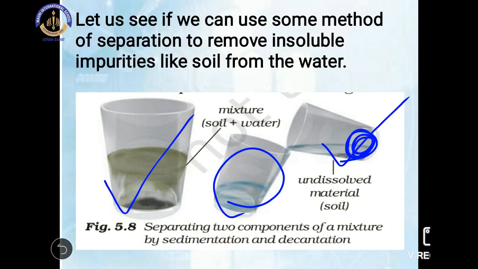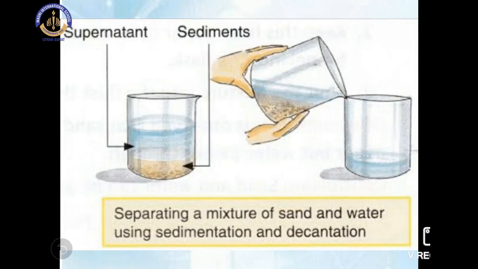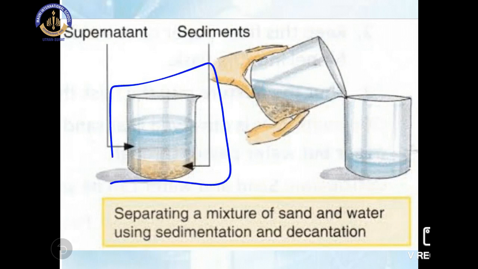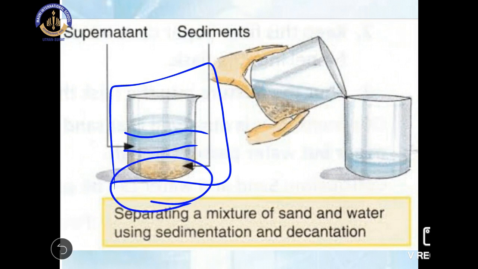So here we can separate two components of a mixture by sedimentation and decantation. What you can observe in this glass is that the upper layer of the water remains clean, below that it becomes dirty, and at the bottom of the beaker you can see the soil.